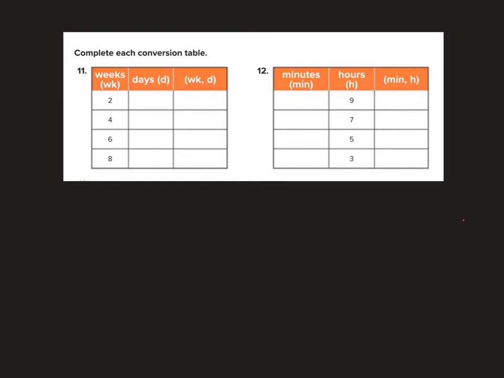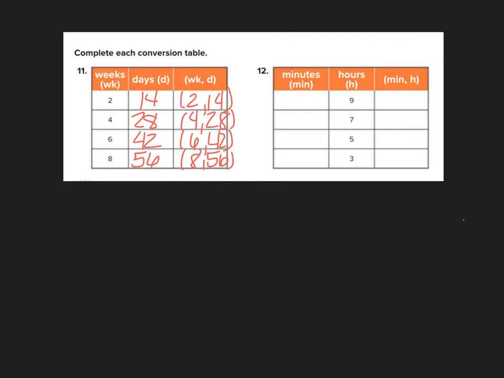Okay, complete each conversion table here. How many days are in 2 weeks? 14, multiplying by 7, right? How many are in 4? 4 times 7 is 28. How many are in 6? 7 times 6 is 42. How many are in 8? 7 times 8 is 56.